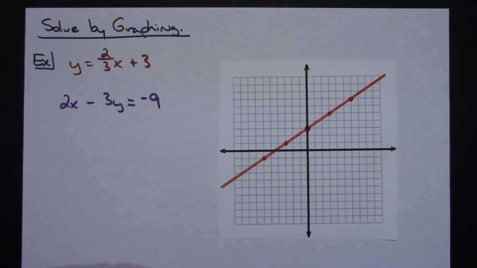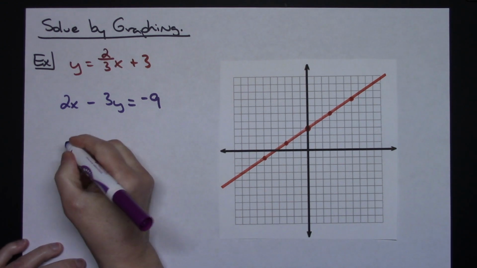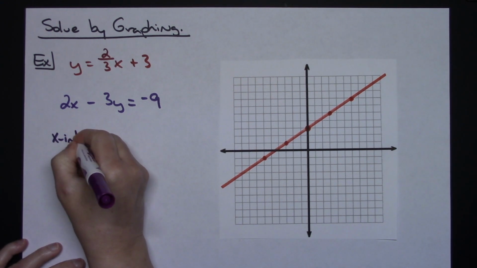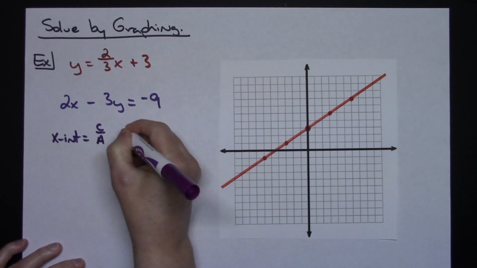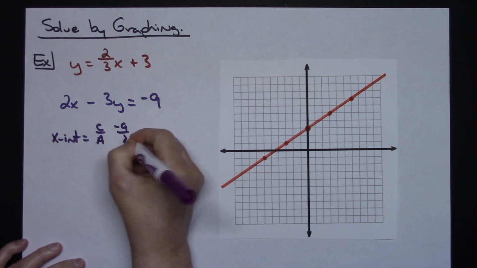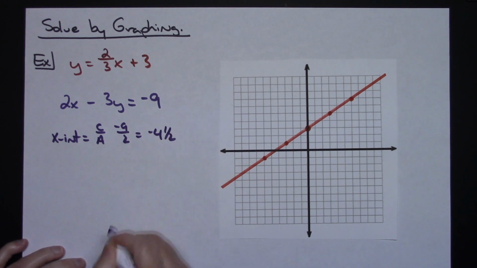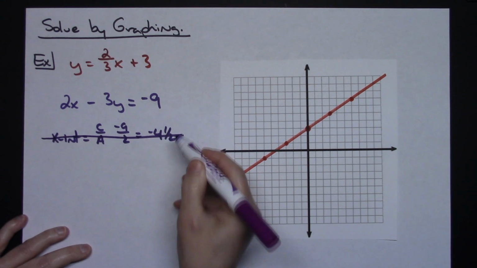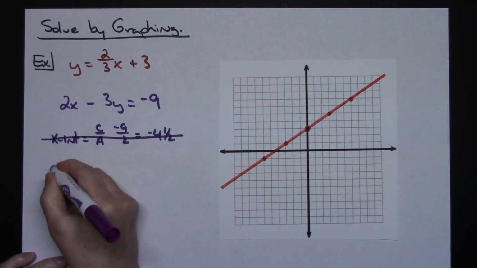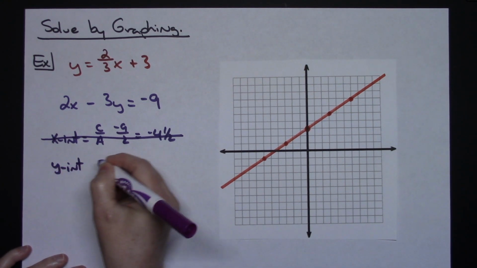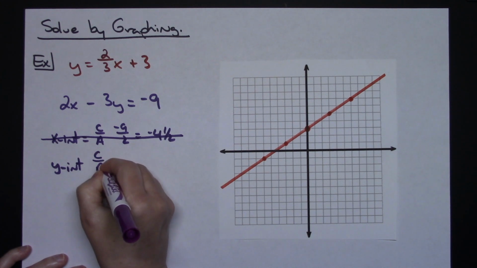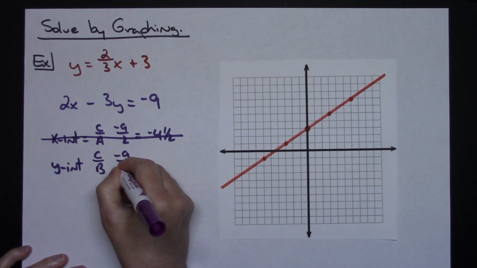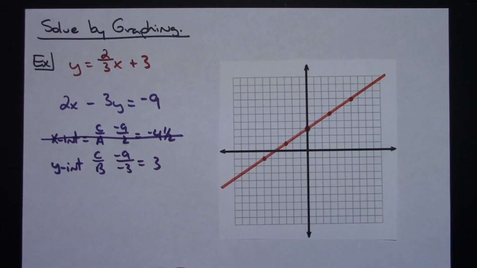Okay, now we're going to take a look at the line in standard form. Again, I'm going to use my shortcut formulas. I'm going to start with my x-intercept, and that formula is c over a, which is negative 9 over 2, which gives me negative 4 1/2. Now because that did not come out to be an integer, it's not going to work nicely for graphing because it would be a rough estimate. So I'm not going to use that value, even though I've calculated it. I'm going to go with my y-intercept, which is c over b, and that gives me negative 9 over negative 3, which gives me a y-intercept of 3.